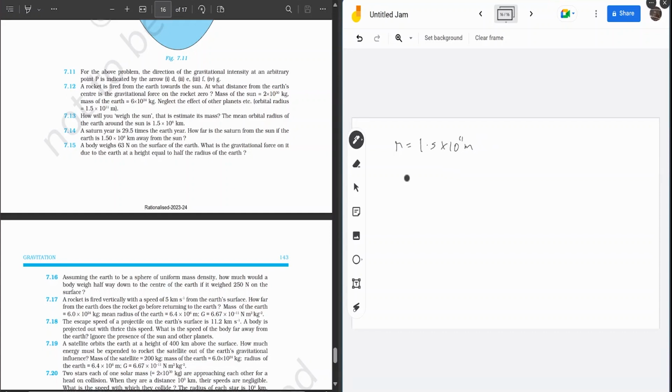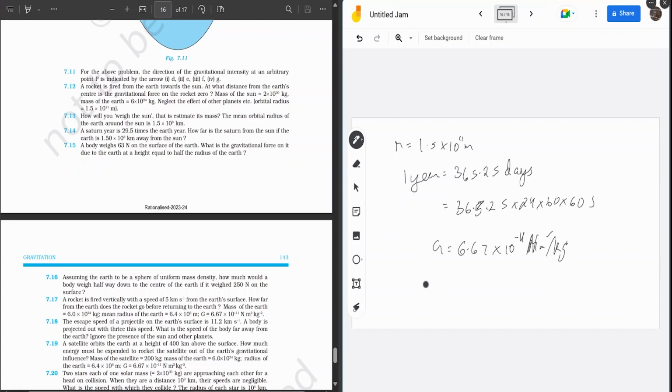So the time taken by Earth is 1 year, which is 365.25 days, which is 365.25 into 24 into 60 into 60 seconds. The universal gravitational constant is 6.67 into 10 to the power of minus 11 Newton meter square per kg square.